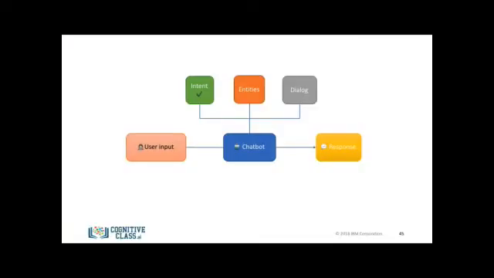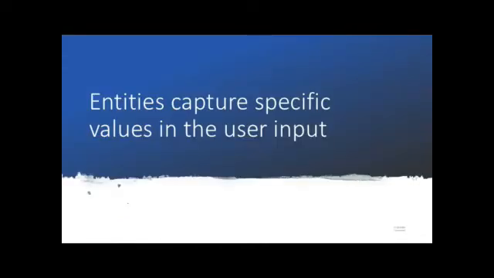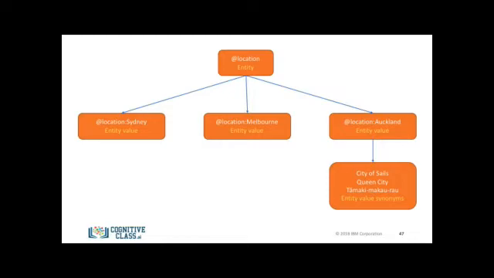So that's for intents. The second component is entities. So we use an entity to capture a very specific value. The intent tells us what the user wants. Entities tell us what specifics the customer passed in their request. To give you an idea, we could define the concept of location, so that would be our entity. And then we can define some location values. So we could say Sydney, Melbourne, Auckland.